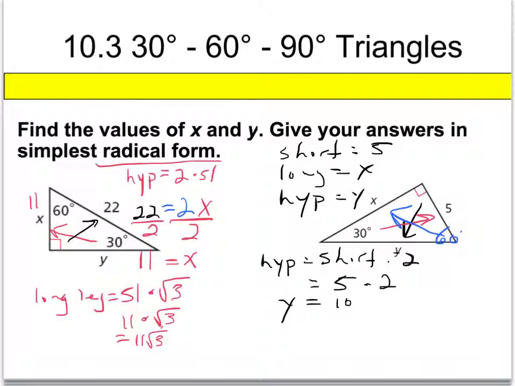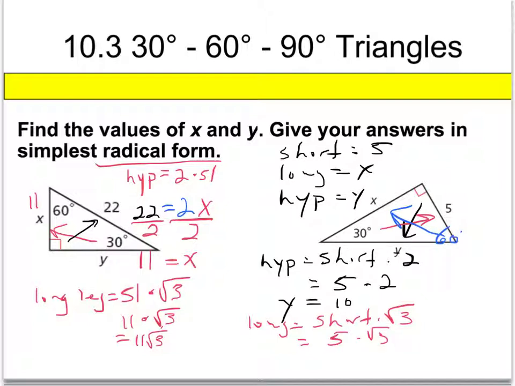Alright, so we know x is going to be our longer side. We know that long is equal to your short times the square root of 3. Again, you don't have to show this much work. I'm just breaking it down. Okay, short leg is 5 times the square root of 3.